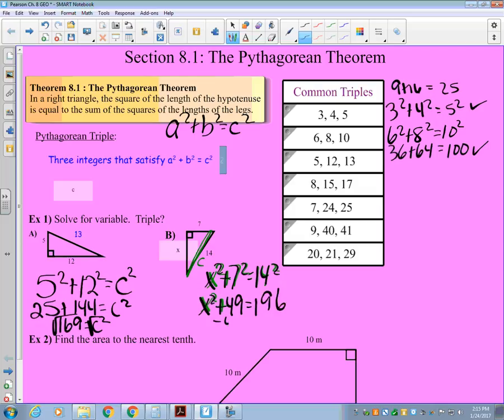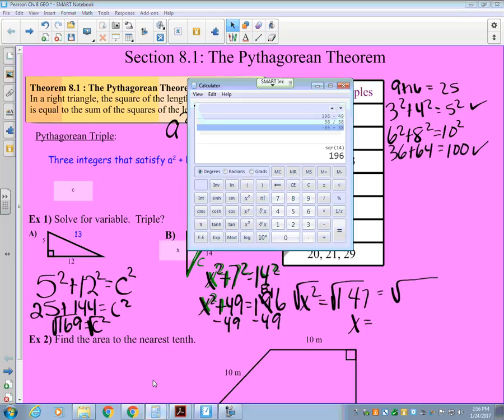We're going to subtract 49 from both sides, and we get x squared is equal to, if I borrow from the 9, make that an 8, give it to the 16. 16 minus 9 is 7. 8 minus 4 is 4. We get 147. And we look, I'm going to take the square root of both sides, and I'm going to get x is equal to whatever the square root of 147 is.